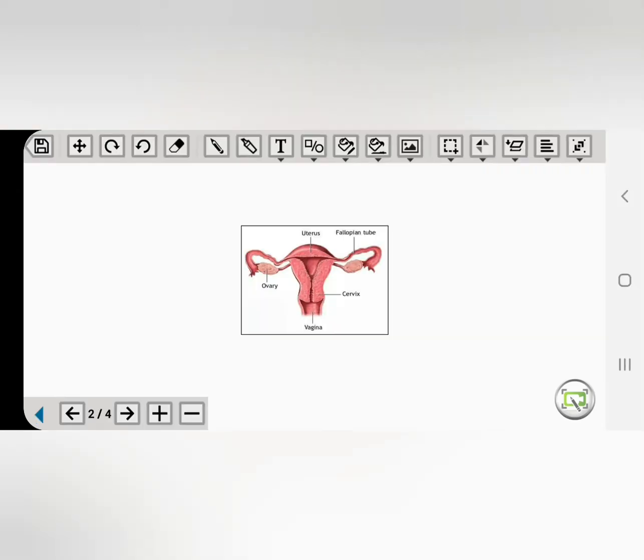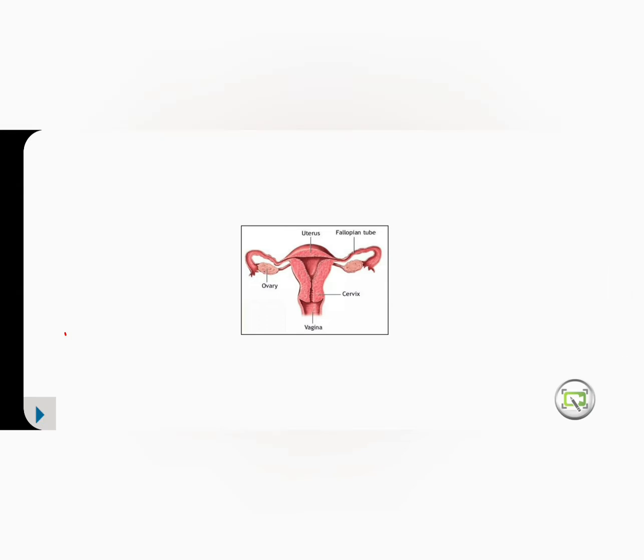In the female reproductive system, a pair of ovaries are the important structures. This is the ovary. These ovaries are located in the abdominal cavity. Each ovary is about almond shaped and almond sized. This ovary is close to the uterus, and on one side of the ovary there is a funnel-like structure close to it, which is called infundibulum.